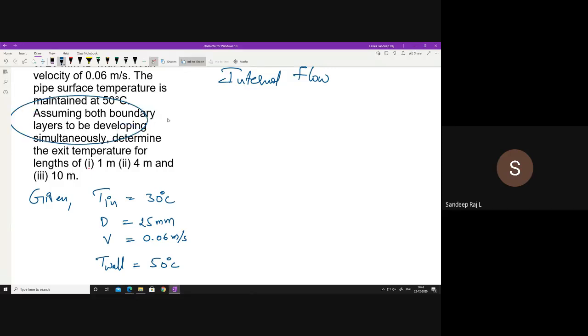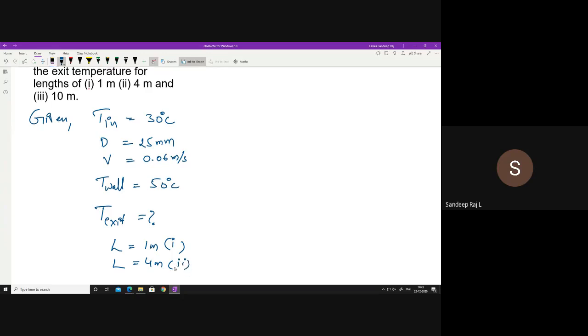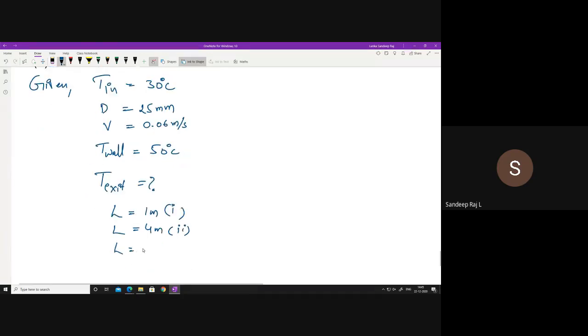The meaning of this is fully developed. So determine the exit temperature. Determine T exit. What is it? T outlet he is asking. If the L is 1 meter, this is the first problem. L is 4 meters, this is the second problem. And L is 10 meters, this is the third problem.